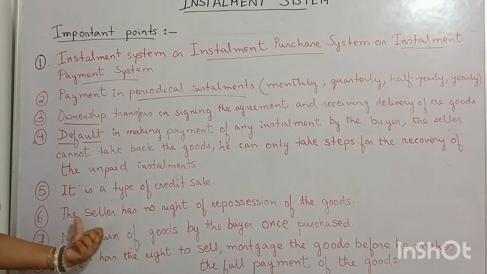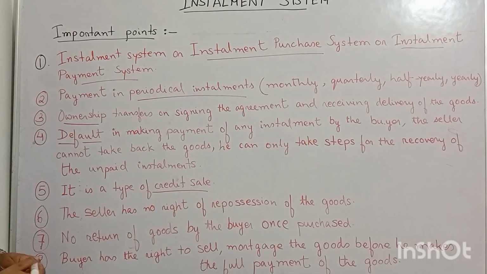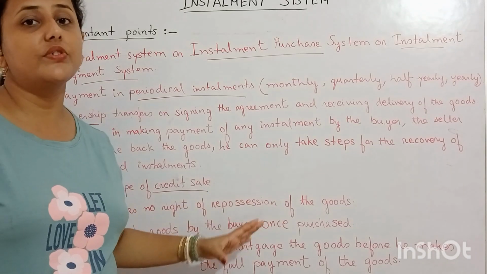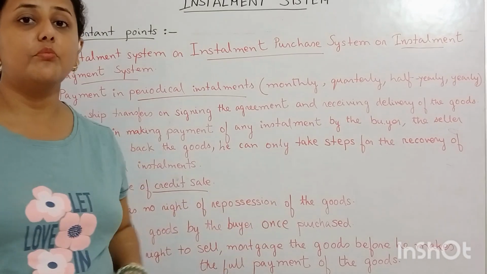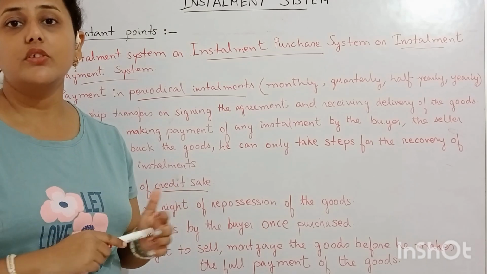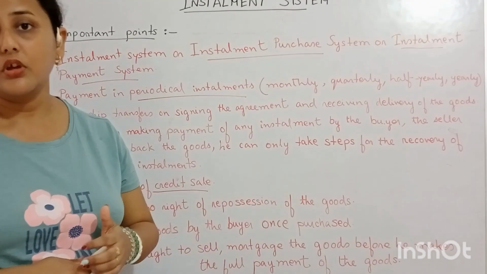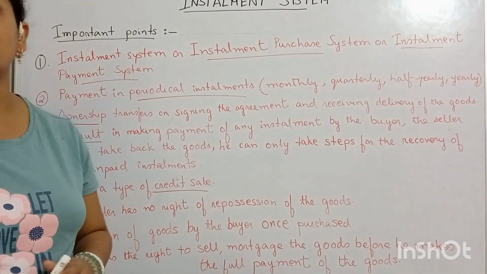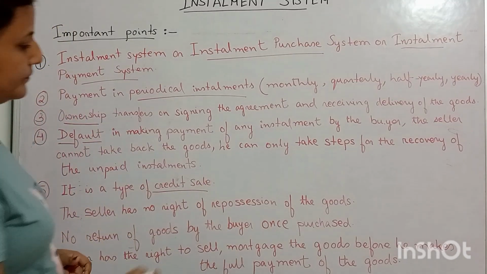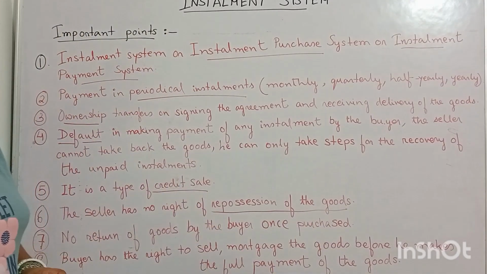Then point number 6, the seller has no right of repossession of the goods. The seller cannot repossess the goods. In case of hire purchase system, in case the buyer cannot pay any of the installments, the seller has the right to repossess the goods. But here repossession is not allowed since ownership gets transferred to the buyer. So repossession is not allowed here.